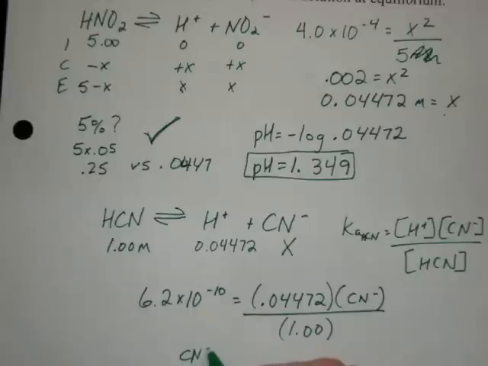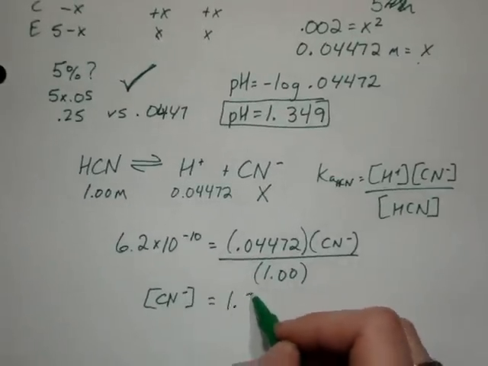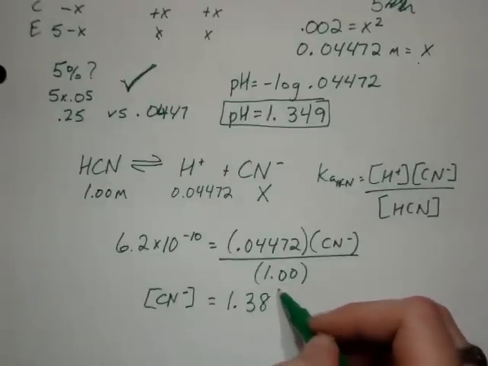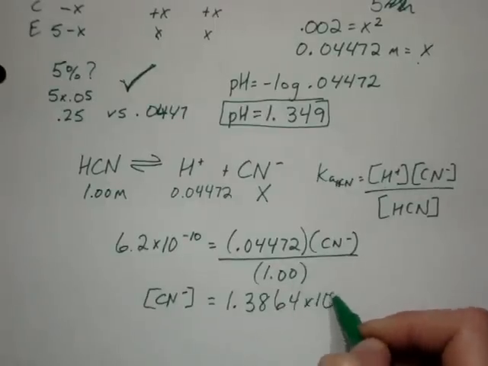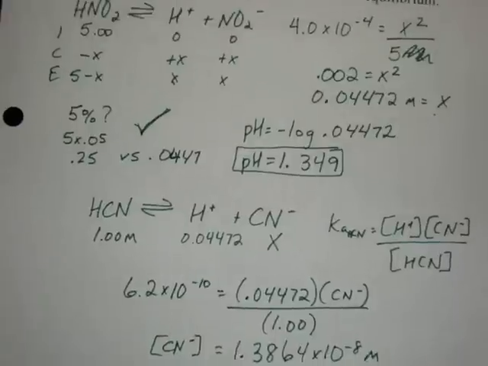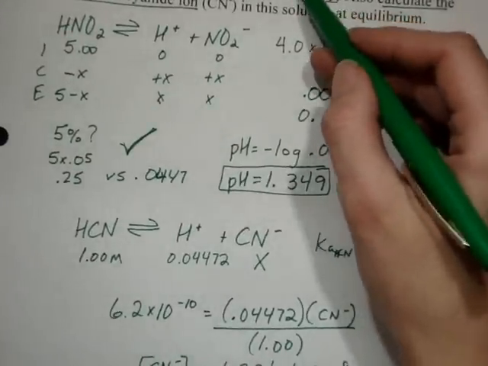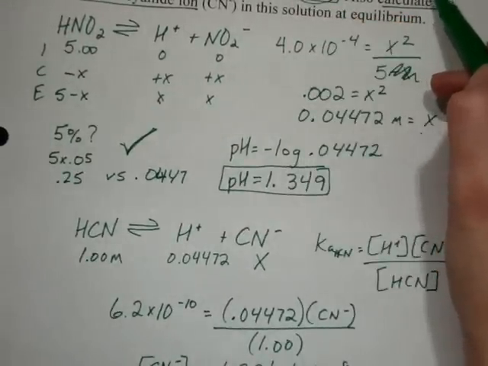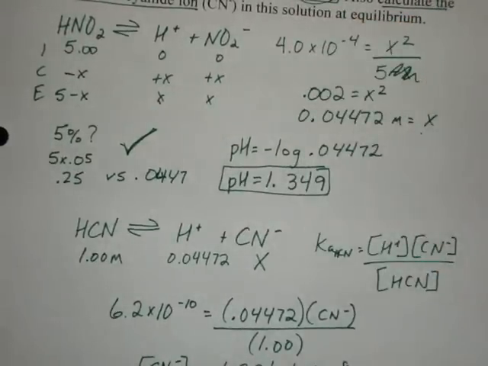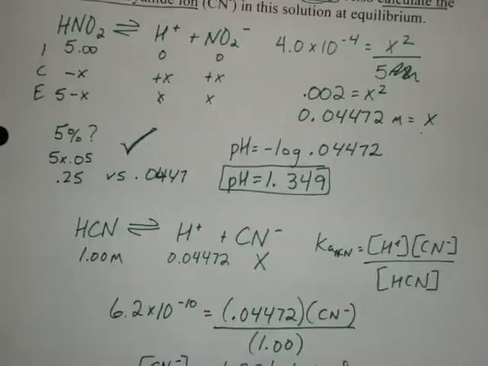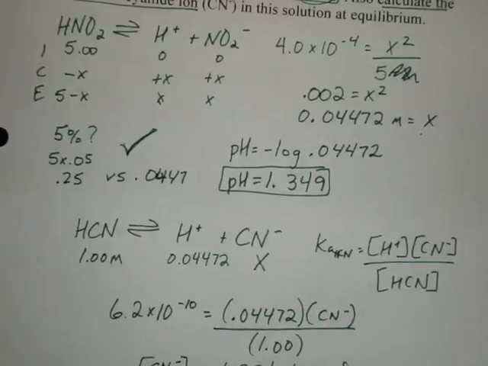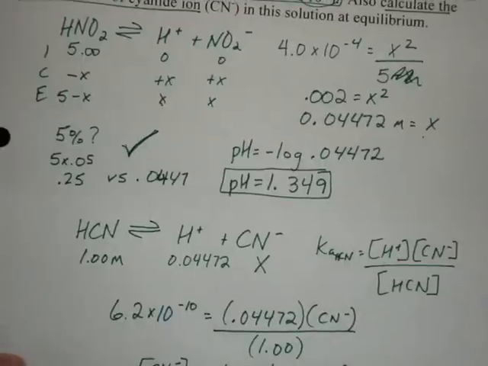Okay, and then cyanide concentration is 1.3864 times 10 to the negative 8th molar. Let's take a look at significant figures. We've got 3 here. This is a constant, so it shouldn't necessarily influence it. So we should have 1.39 times 10 to the negative 8th molar cyanide. Good job.